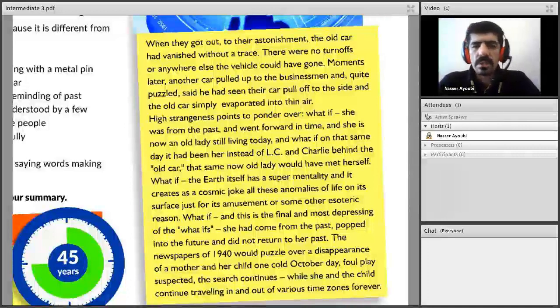What if she was from the past and went forward in time? What if means what would happen if she was from the past and went to the future in time? And she is now an old lady still living today. So imagine a woman from the past comes to the present time, and she's now an old woman who is still living at this time. So there might be two figures of the same person.